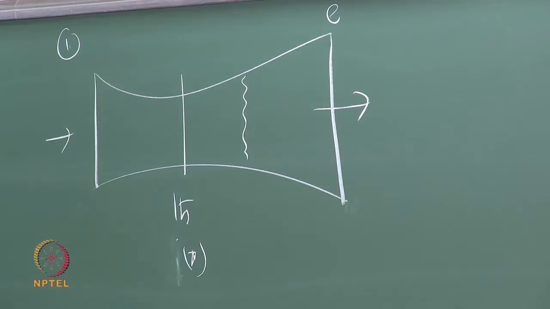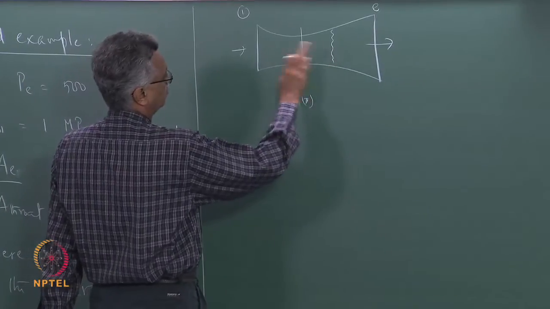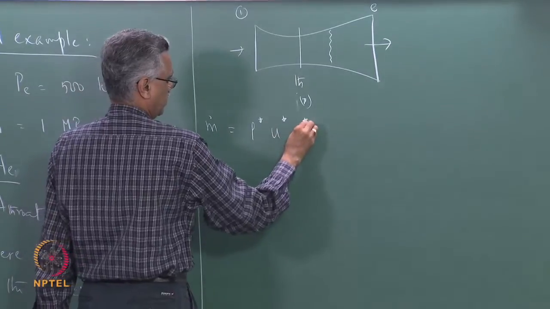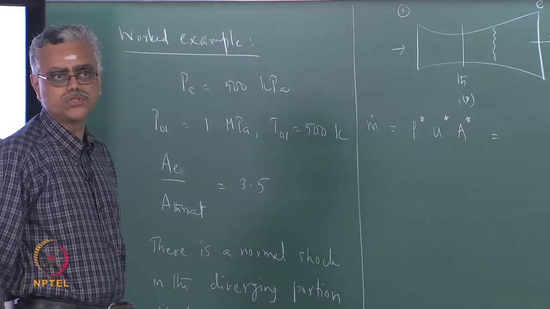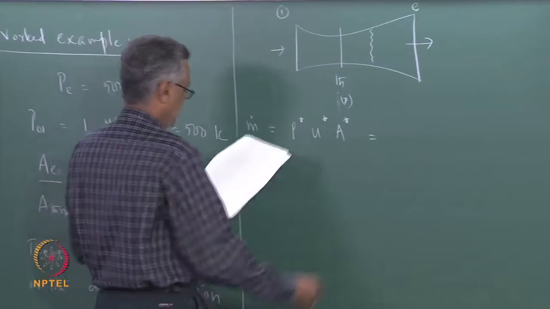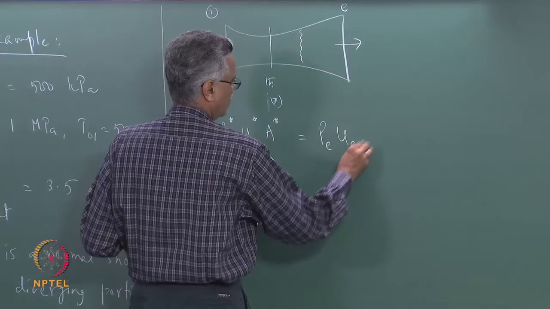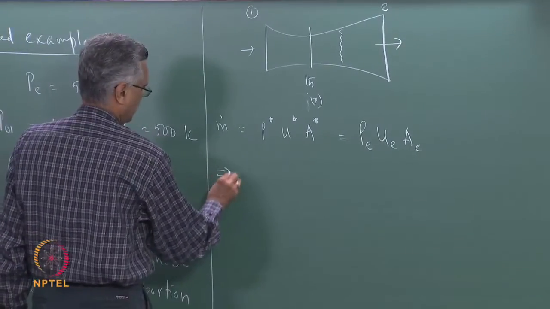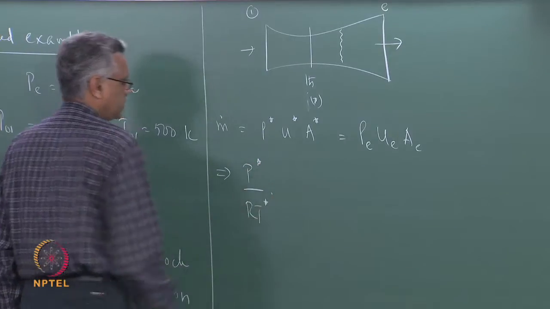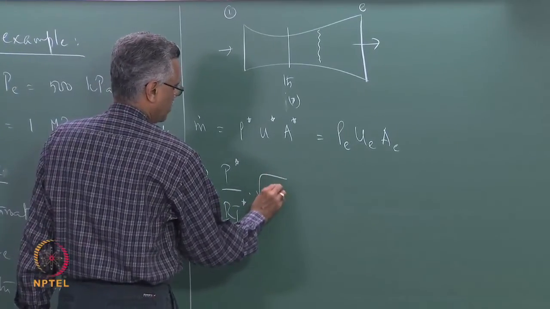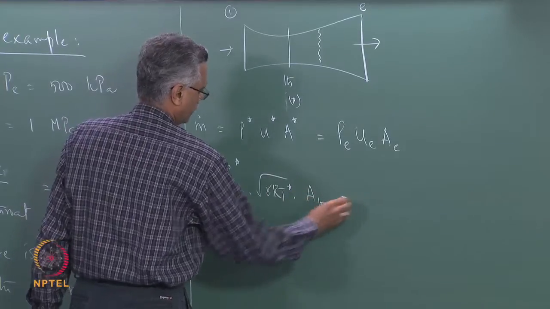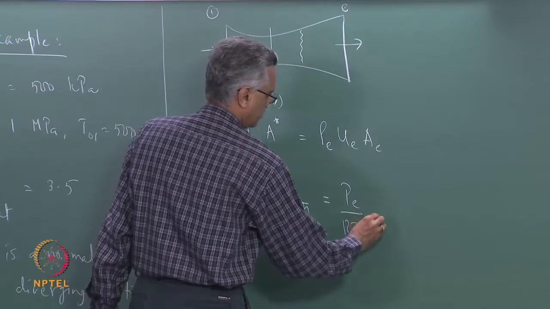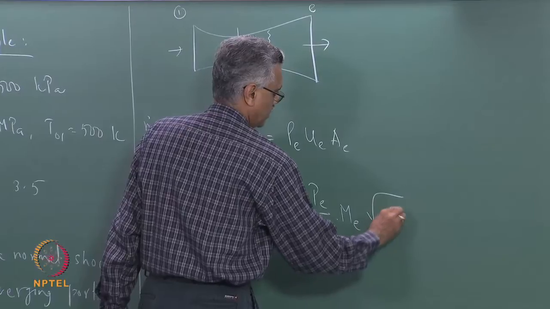P exit is known, it is 500 kilopascal. Now, if I write an expression for mass flow rate through two sections, let us say the throat section and the exit section, I can write like this: m dot is equal to rho star u star A star, or A throat. Remember, M is equal to 1 here, so A throat is equal to A star, and this can be written as rho exit, u exit and A exit. So, if I rearrange this expression, I can write this as P star over R times T star, and u star can be written as square root of gamma R T star because M is equal to 1, and remember A star is equal to A throat. So, I am explicitly indicating that here, and this can be written as PE over R times TE, and this can be written as ME times square root of gamma R TE, and this is AE.